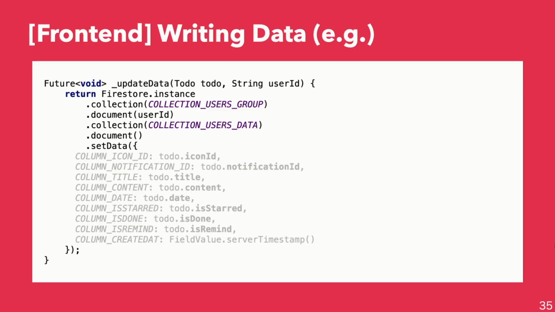document function is for accessing a specified user document by giving a user ID. Next, collection function is for accessing a specified users to the collection. Next, document function is for accessing a specified to the document. In this way, by calling collection, document, we can access a specified to-do document.